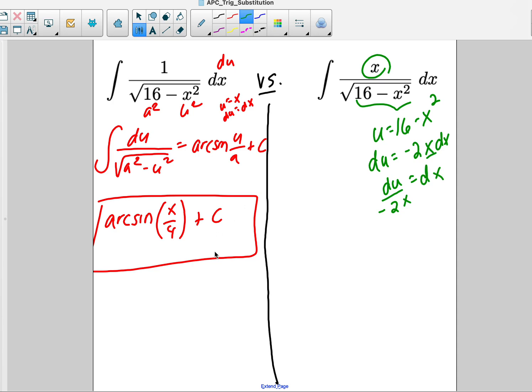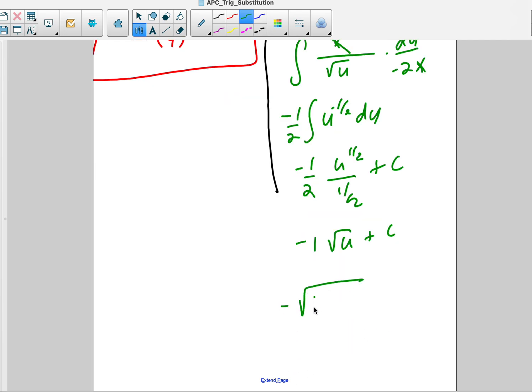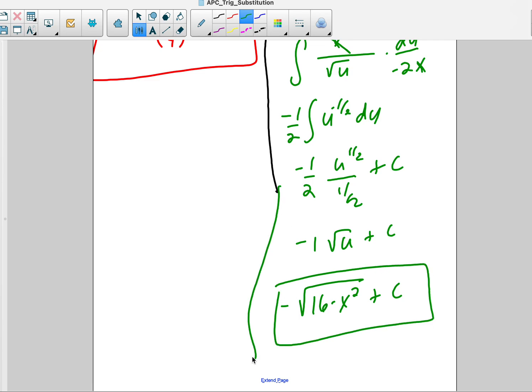This is definitely U-sub. So I'm going to get that this is the integral of an x over root u times a du over a negative 2x. So basically this is very similar to the problem I did before, except it's a negative 1/2 instead of a regular 1/2. It's still u to the negative 1/2 du. I'm going to up the power by 1, which is going to make it a u to the 1/2 divided by 1/2, which is conveniently going to cancel with this guy except for the negative 1. And then plus c. So I'm going to get negative root u plus c, and my answer should be negative the square root of 16 minus x squared plus c. Neither of those two involve trig sub, which is awesome.